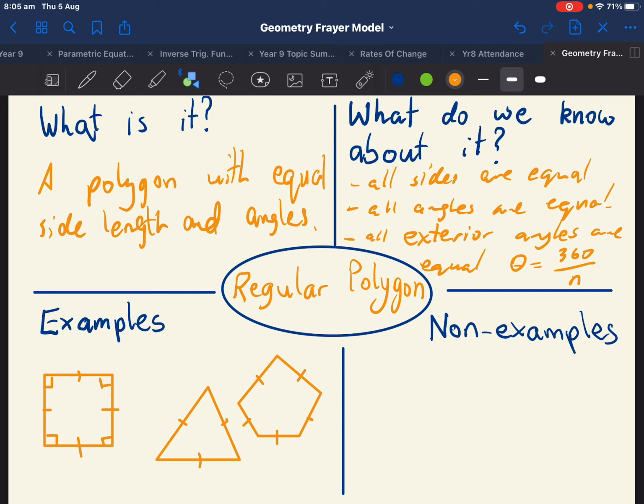Some non-examples. So in this case, I might just draw a polygon, but clearly not regular. Here I can draw a polygon where all of the sides are the same length, but it's still not regular because the angles are different. Some of the angles are different to some of the other angles. So again, it's close to being a regular polygon, but not quite.